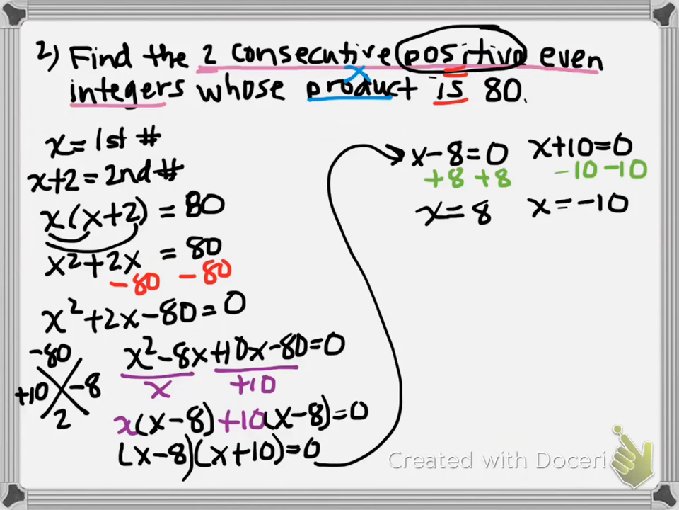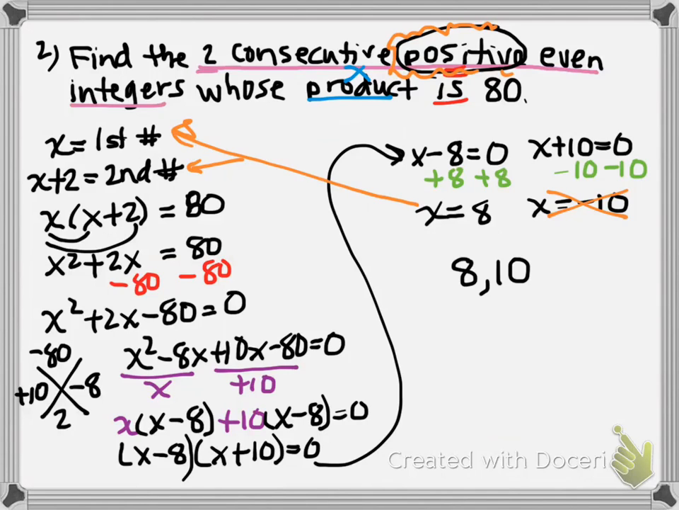Now remember, let's go back to that key word. Let's use this one right here. Positive. Negative 10 is not positive, so I'm going to throw him out. So he's not going to be my answer. But what I am going to do is plug into my two definitions. So the first number is the 8, and the second number is what I get when I add 2 to it, which is 10. And that would be my answer.